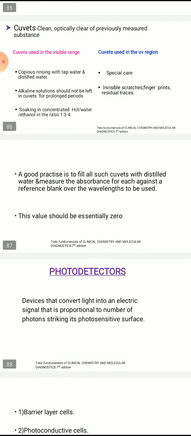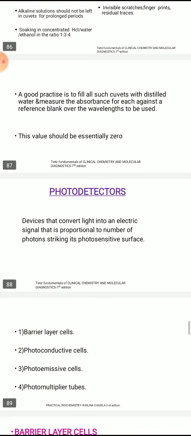Then after the cuvettes, we will place a photodetector. Devices that convert light into an electrical signal proportional to the number of photons striking their photosensitive surface are known as photodetectors. As photodetectors, we use barrier layer cells, photoconductive cells, photoemissive cells, and photomultiplier tubes.